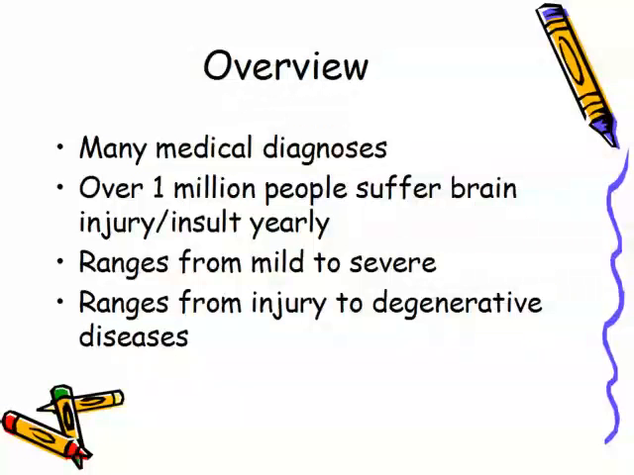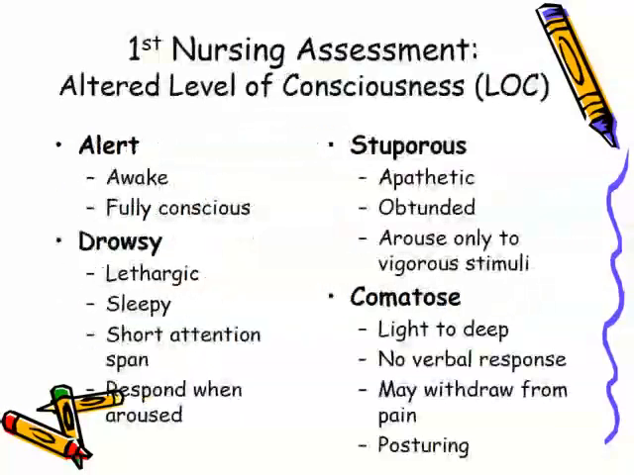So if we look at the different types of things we would assess with a neuro patient, one of the very first things we would do is to check that patient's level of consciousness. This slide looks at the different levels that we assess when we do a neuro assessment on our patients. So all of you are familiar with the patient who's awake and alert and oriented times 3. Some of these other terms might be new.